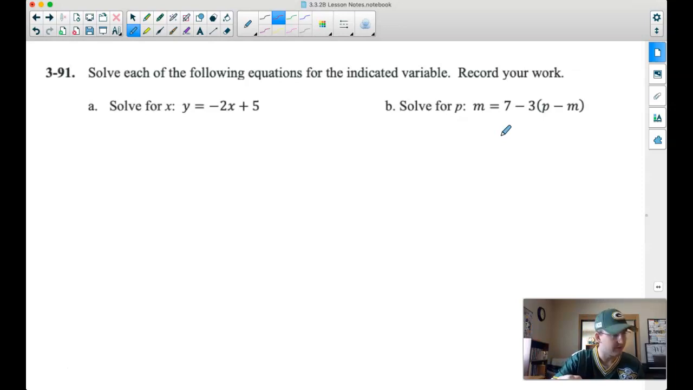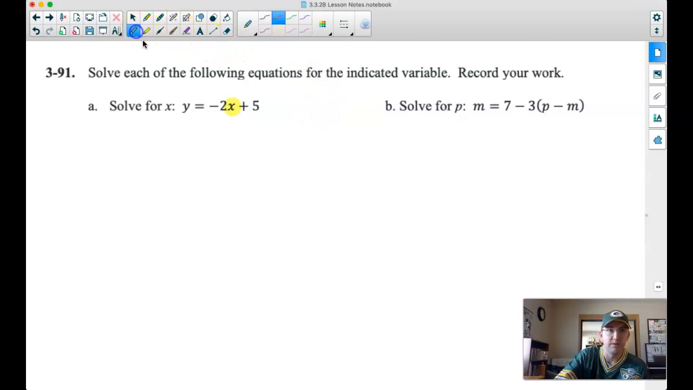Let's do A first. So we want to solve for x, given the equation y equals minus 2x plus 5. So we want to solve for x. So this is the value that we're trying to get all by itself. Whenever we're solving, we're trying to get that one all alone.